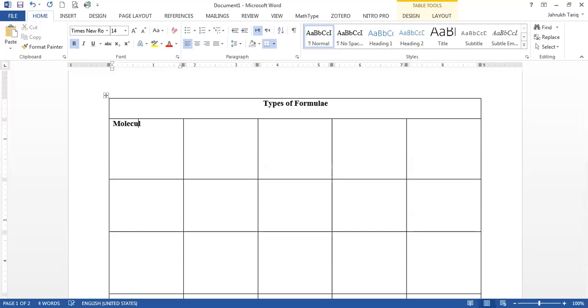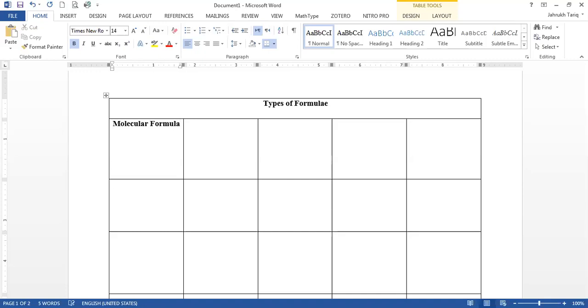The first type is molecular formula. (Student: we have to write this?) No, you don't. You will get the whole file. Why do you think I'm creating a file? You'll get the file, then you might want to copy it in your copies, or you may want to keep the original soft copy file. It's entirely up to you. So for now, let's just understand it.